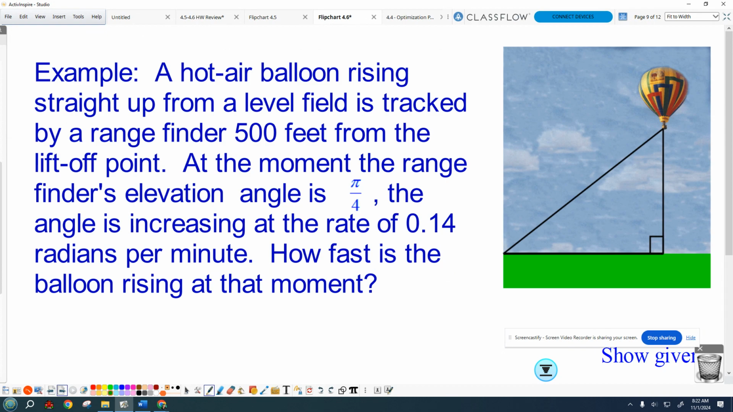A hot air balloon is rising straight up from a level field and is being tracked by a rangefinder. I do not know what a rangefinder is. It is 500 feet from the liftoff point. Is the rangefinder on the ground or in the air? Ground, because it says liftoff point. Does it sound like the rangefinder is moving? No, okay. So, I don't think you have a picture. Draw a picture. Label your rangefinder and how far away it is.